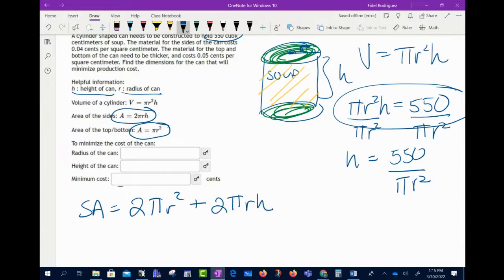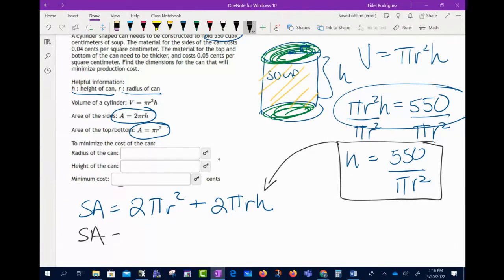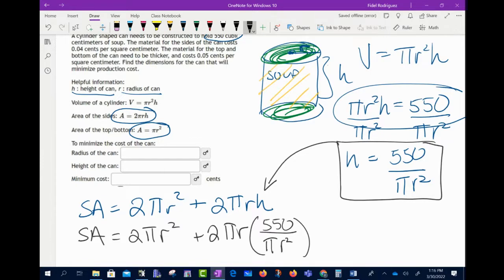What we're going to do now, y'all, we're going to rewrite this formula for the surface area only in terms of the letter r. I want you to notice, at the very beginning, we solved this equation here for the letter h so that we can now plug it in here, and all we have is the letter r. Okay. Surface area is going to be 2 pi r squared plus 2 pi r times 550 over pi r squared. Okay.